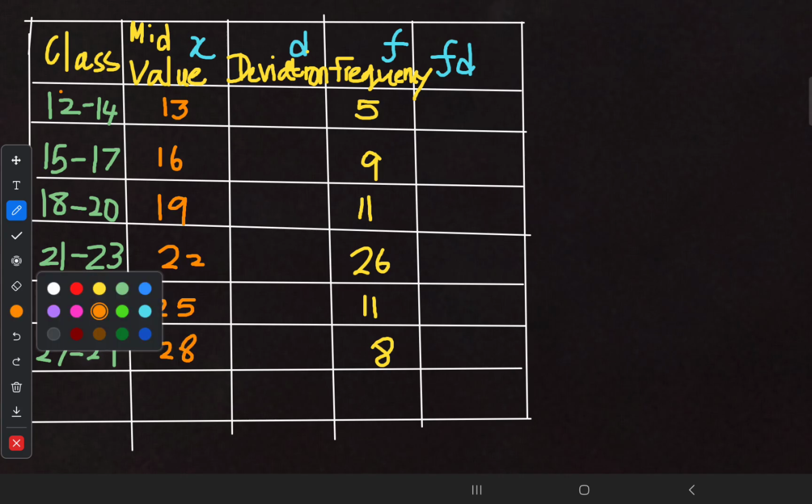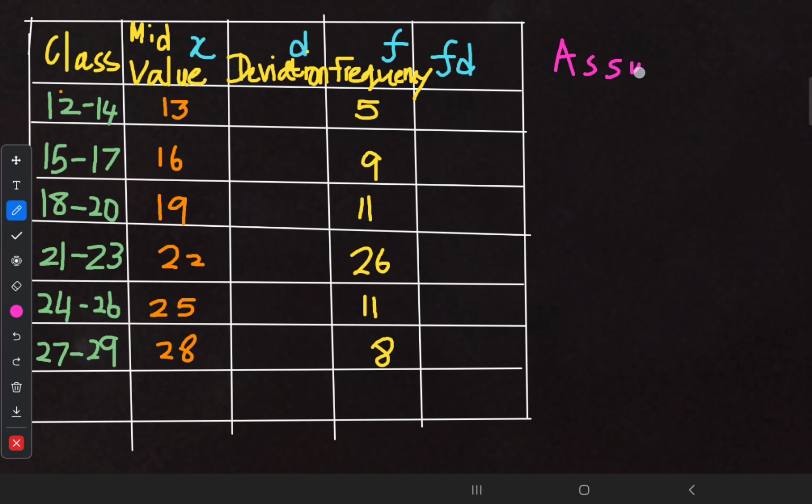Okay. Then to find the deviation, we have to find our assumed mean. Assumed mean is an important thing you should identify here. To find the assumed mean, what do we need to do? We have to find the highest frequency class interval. Amongst the frequency column, you can see 25 is the highest one. So this group's mid value should be our assumed mean.